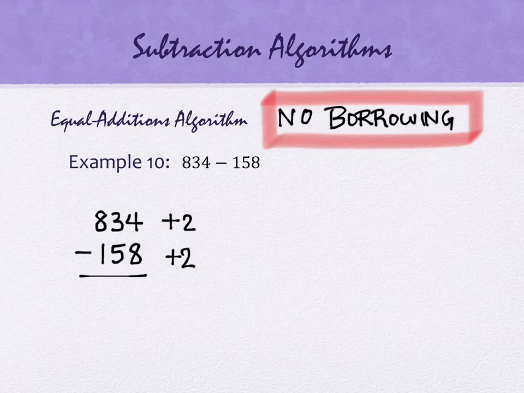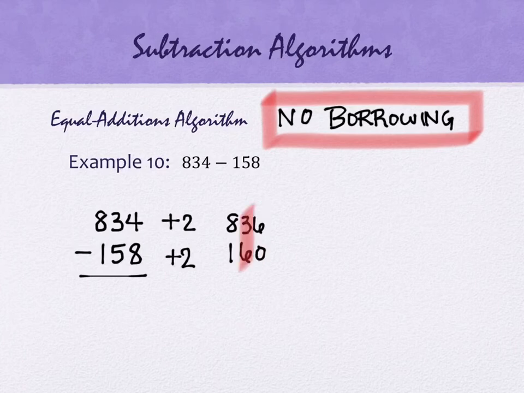Okay, so take a look at this. I've got 836 on top. That's cool. On bottom, I had 158, and I'm adding 2 to it. So what is 158 plus 2? 160. Now let's just look at the ones place. 6 minus 0. Can you do that without borrowing? Yes, you can. Okay? So we're going to move one place value over.